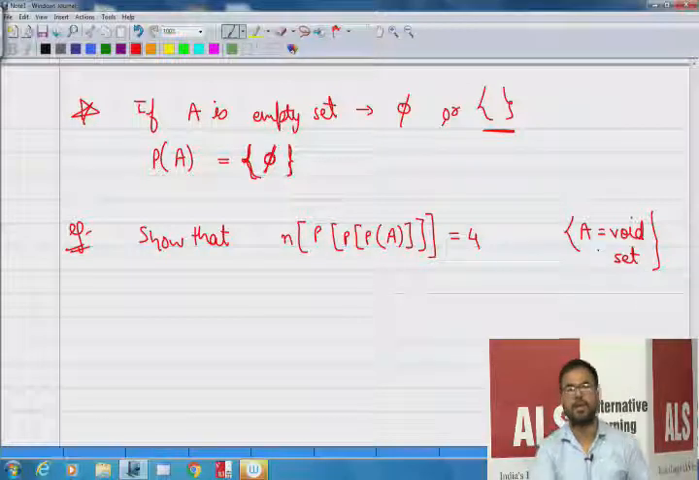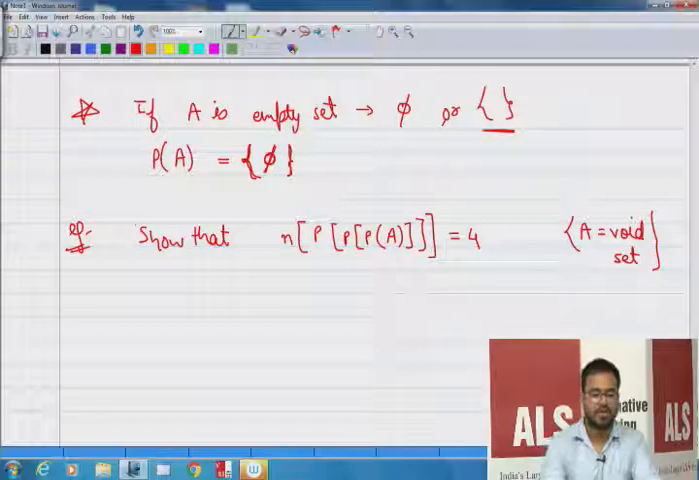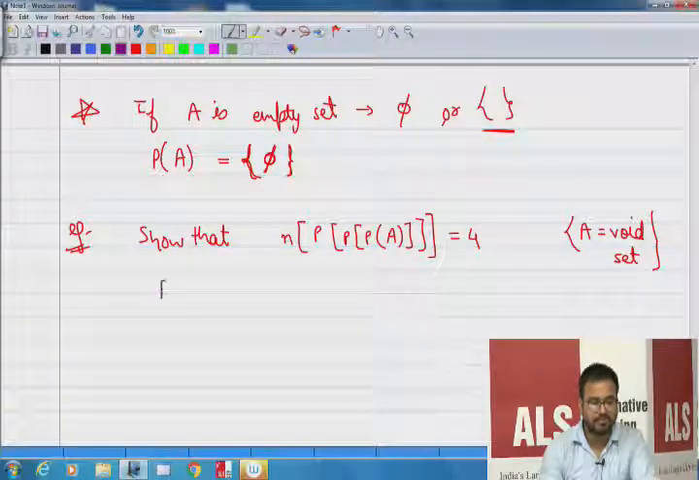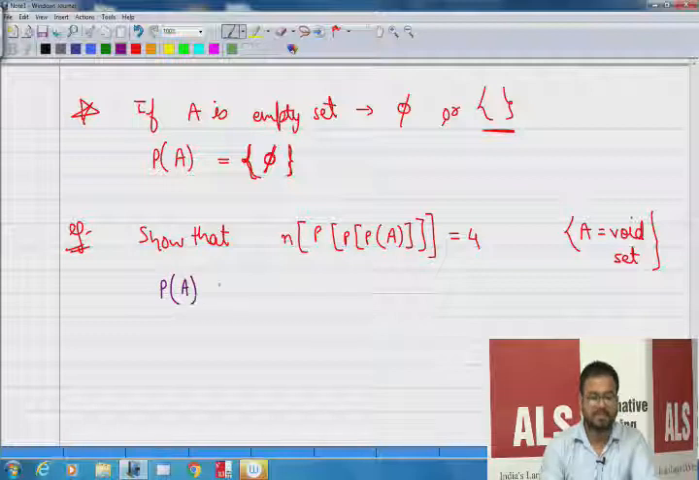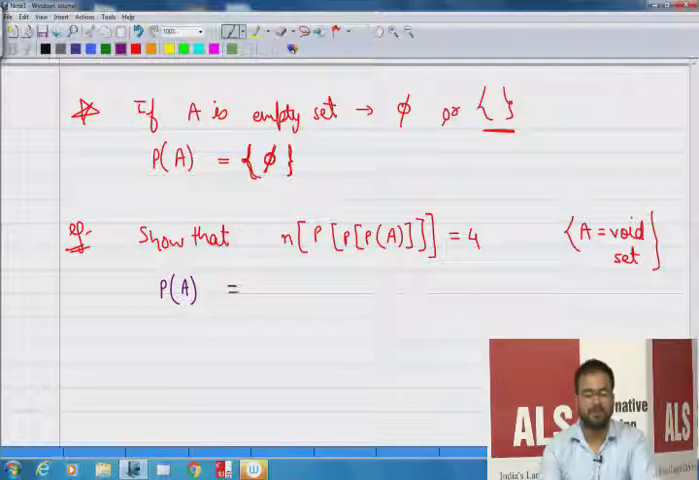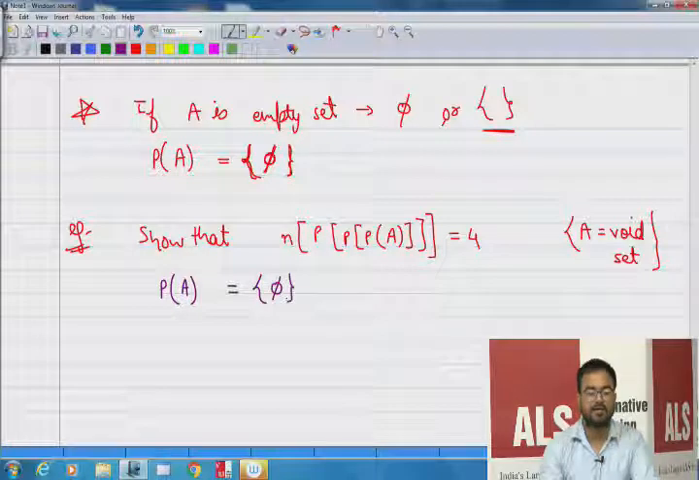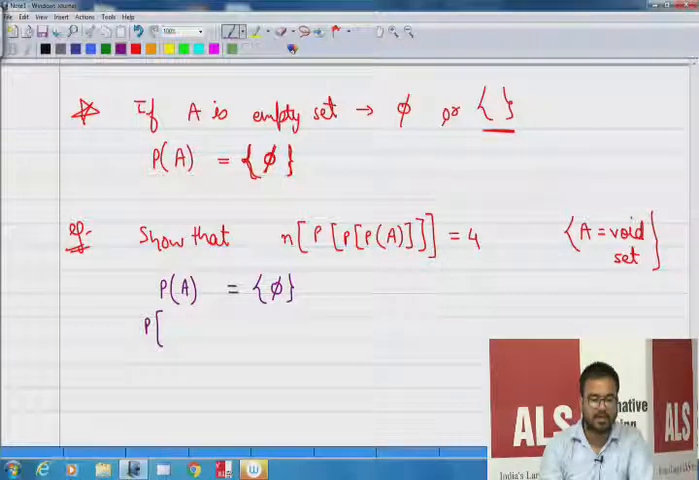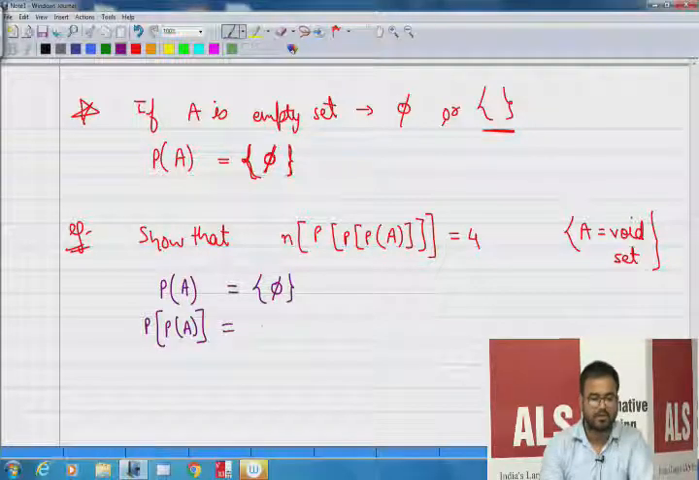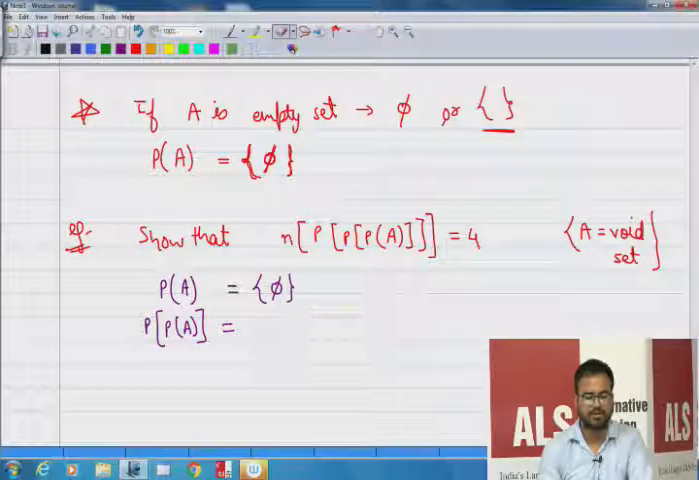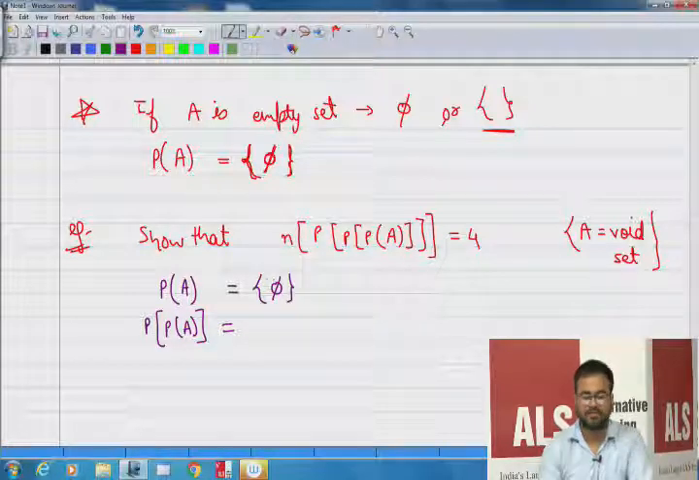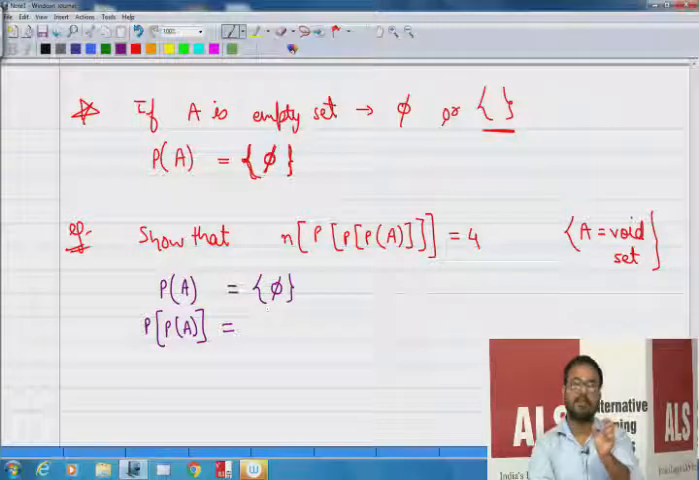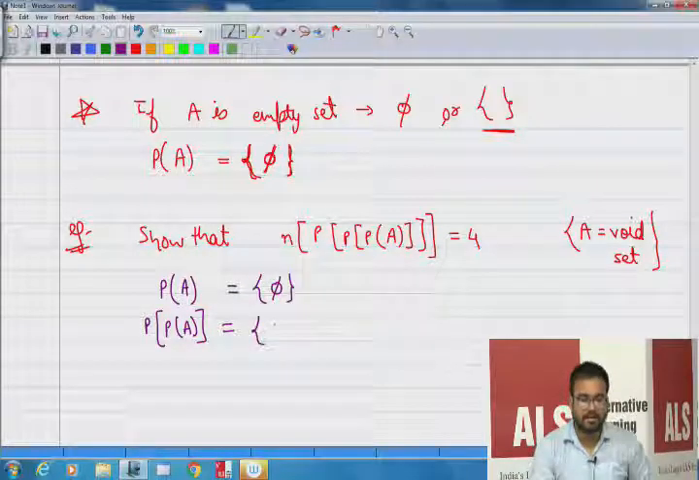And what is A over here? A is a void set or empty set. So we can solve it step by step. First, the power set of A. Since A is a void set, the power set of A has only phi in it, right? Now if you are taking again the power set of this thing, directly see the power set of this thing we are talking about. Now it has one element, phi is the element, so we will write one element, phi.